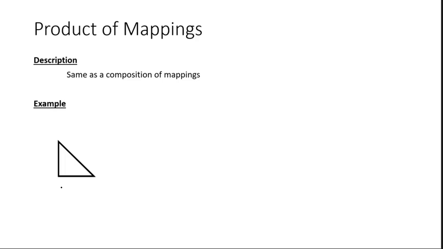All right, so we have what's called a product of mappings, which is basically another name for a composition of mappings. We dealt with composition in the previous lesson, and we're going to go a little more in detail with that here. So for example, if you were to move this triangle over here, that would be a translation. We call that T. And then if you move that triangle again over here, that would be another translation of the same amount.